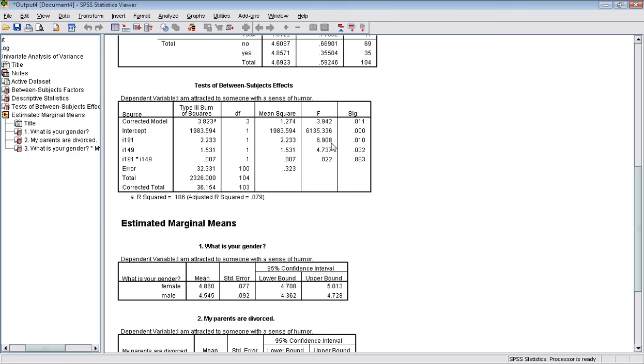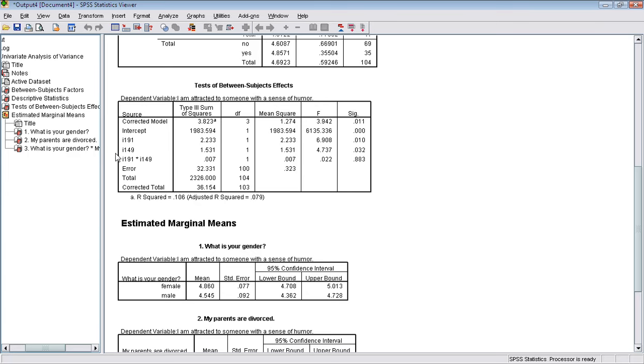And then we want to know, do we accept or reject the null hypothesis? We look to the SIG column to figure that out. And we do reject the null hypothesis here. There was a statistically significant difference between men and women on how they answered the question, I am attracted to someone with a sense of humor. And we'll look at that pattern in a moment.